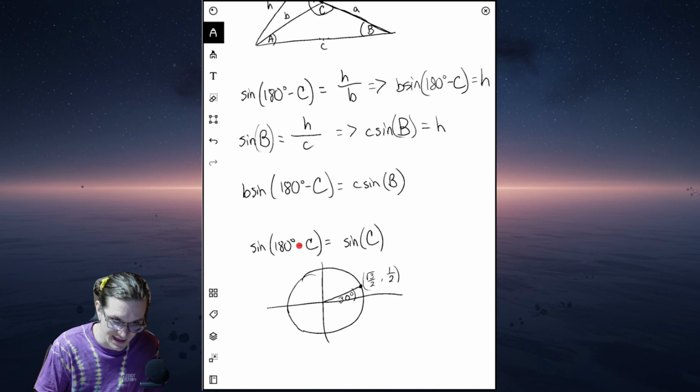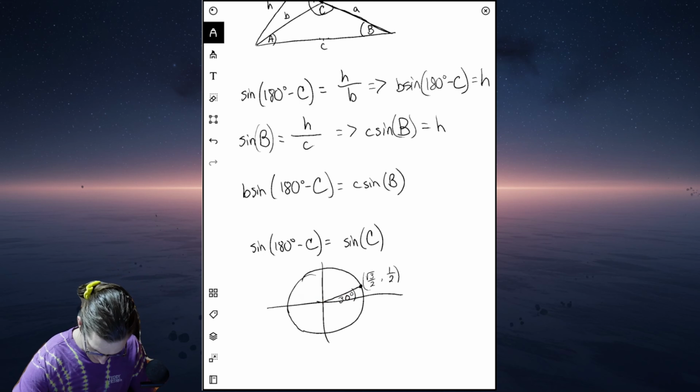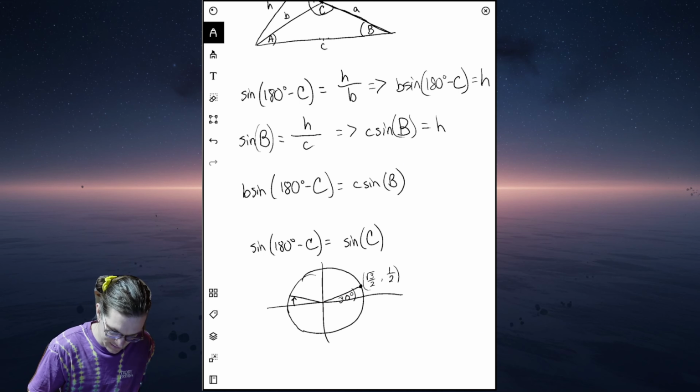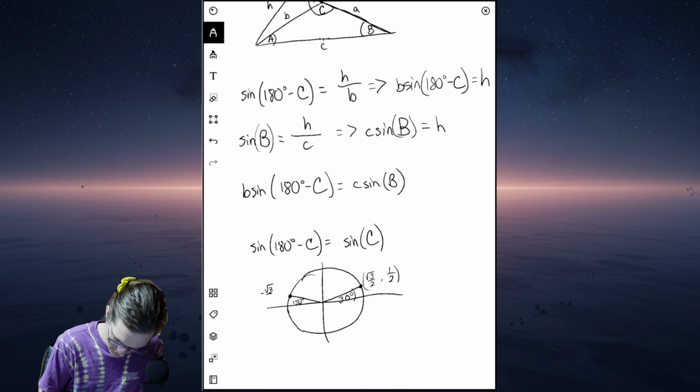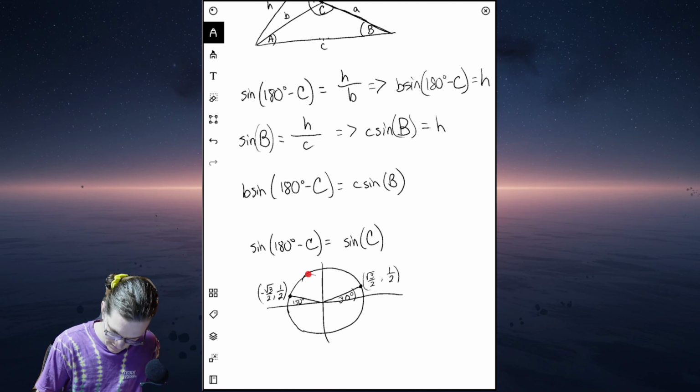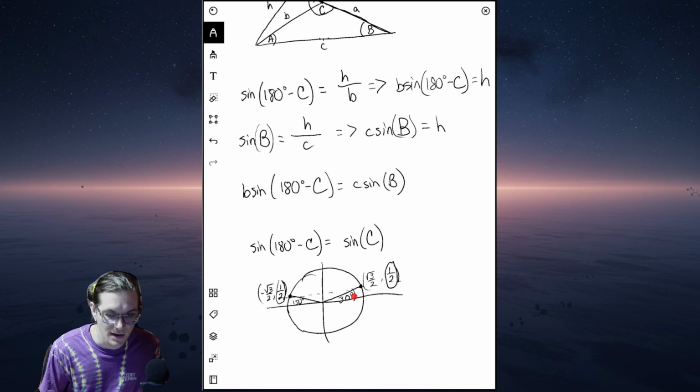Well, then 180 minus C, so this horizontal, minus 30 degrees. Well, that's just going to be that horizontal with this little piece removed, which should be what, 150 degrees. And at this point, the coordinate is negative root 3 over 2, 1/2. Okay? Remember the sine of the angle is this y value. So look at that. They have the same height and they have the same sine.